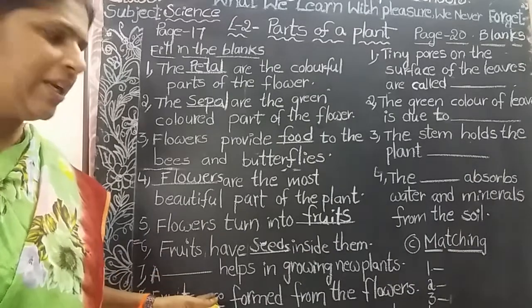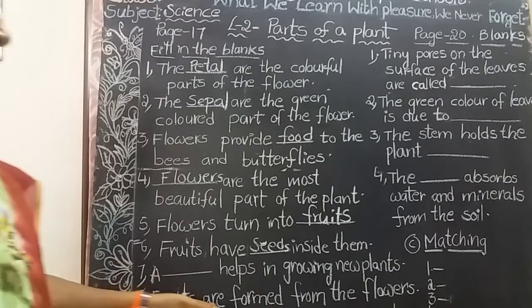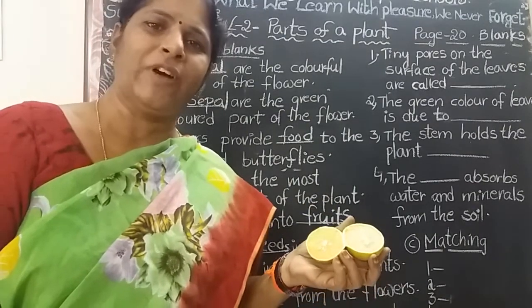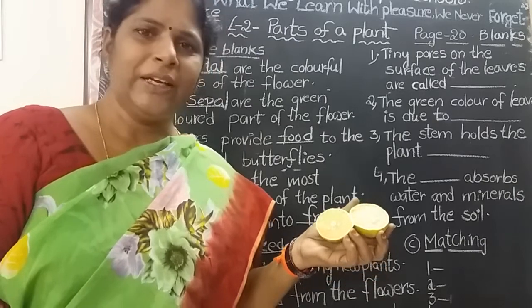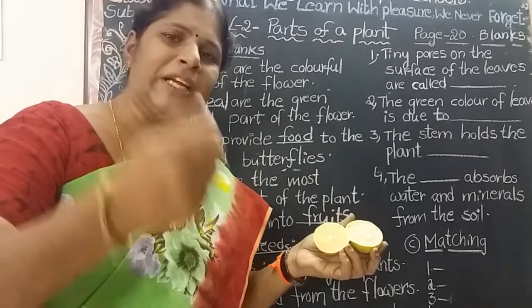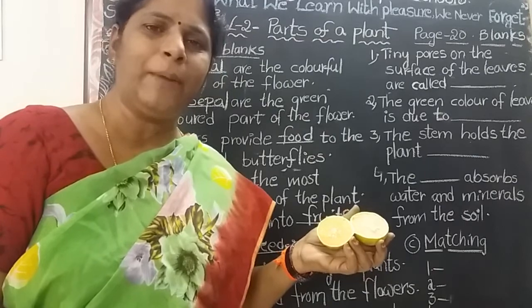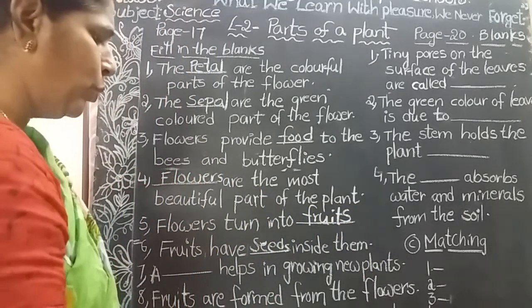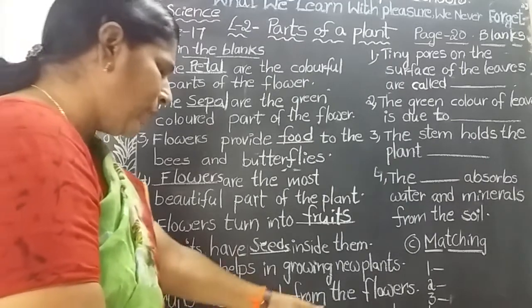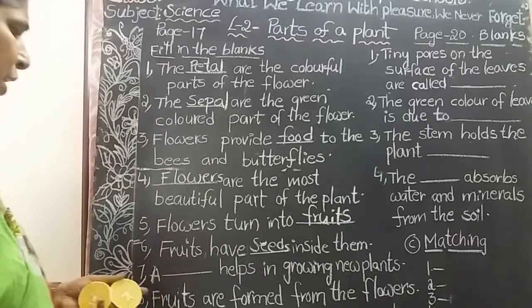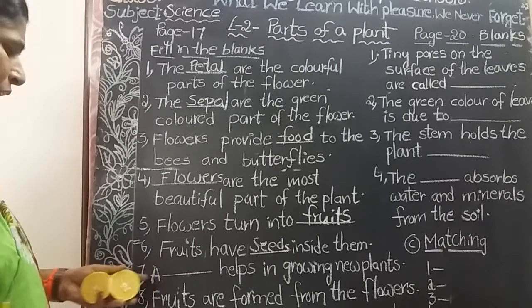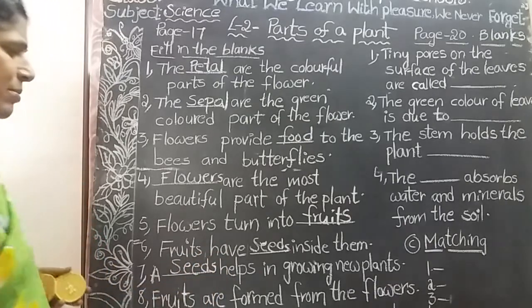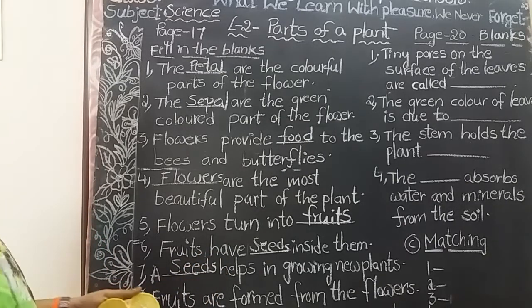Okay, next question, read, amma. Dash helps in growing a new plant. So if you want to get a new plant, what will you do? You take one seed and put it into the soil, isn't it? And after you sprinkle some water, that seed produces a plant. So how will you get a new plant? From the seeds only. What is the right answer here? Seeds. Seeds help in growing new plants.